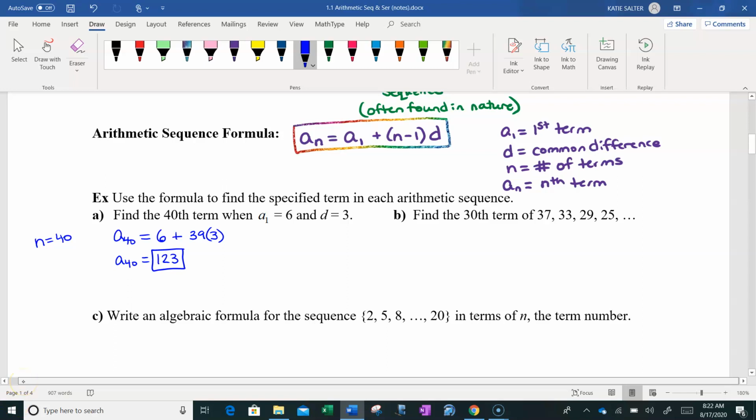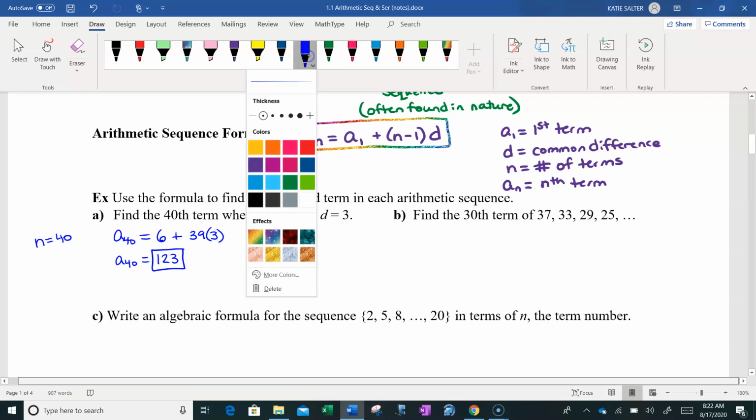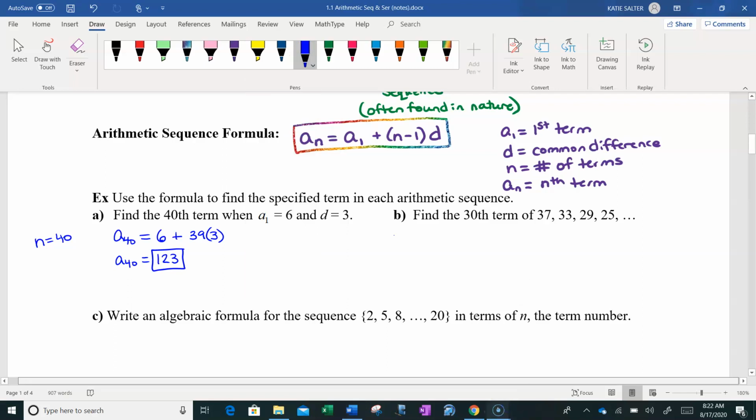So this one says find the 30th term of 37, 33, 29, 25. So we've got to pick out a few things first. First of all, n is going to be 30. That's the whole idea. We want to find the 30th term of this sequence. We want to find what a sub 30 is. If you look at the pattern, you can see that it's subtracting 4 each time to get to the next term. So the common difference is negative 4. And then the first term of this sequence is 37.